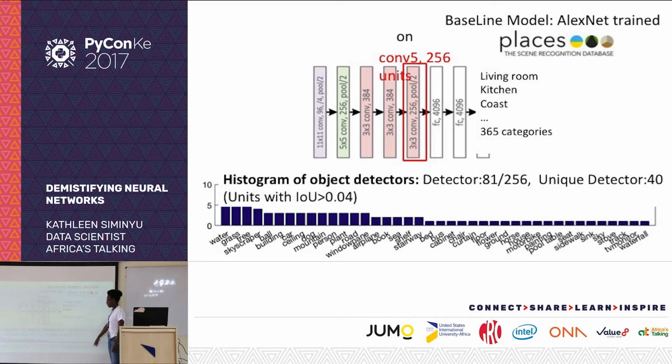So back to the histogram of object detectors. Like I said, conv layer number 5 has 256 units, but of the 256 units, there were only 40 unique detectors. That means the rest got pretty low scores, so we discarded them. Actually there were 81 things detected, but of those detectors, only 40 were distinct. So this histogram is just showing you what was most detected. Water got the highest, followed by grass, tree, etc. And you can just look at all 40 particular categories.